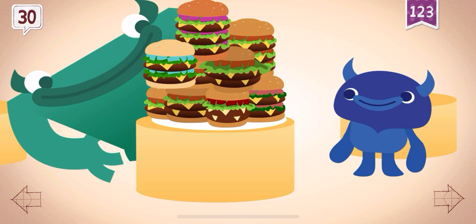There were 30 different kinds of hamburgers at the restaurant, so Grock decided to try them all.